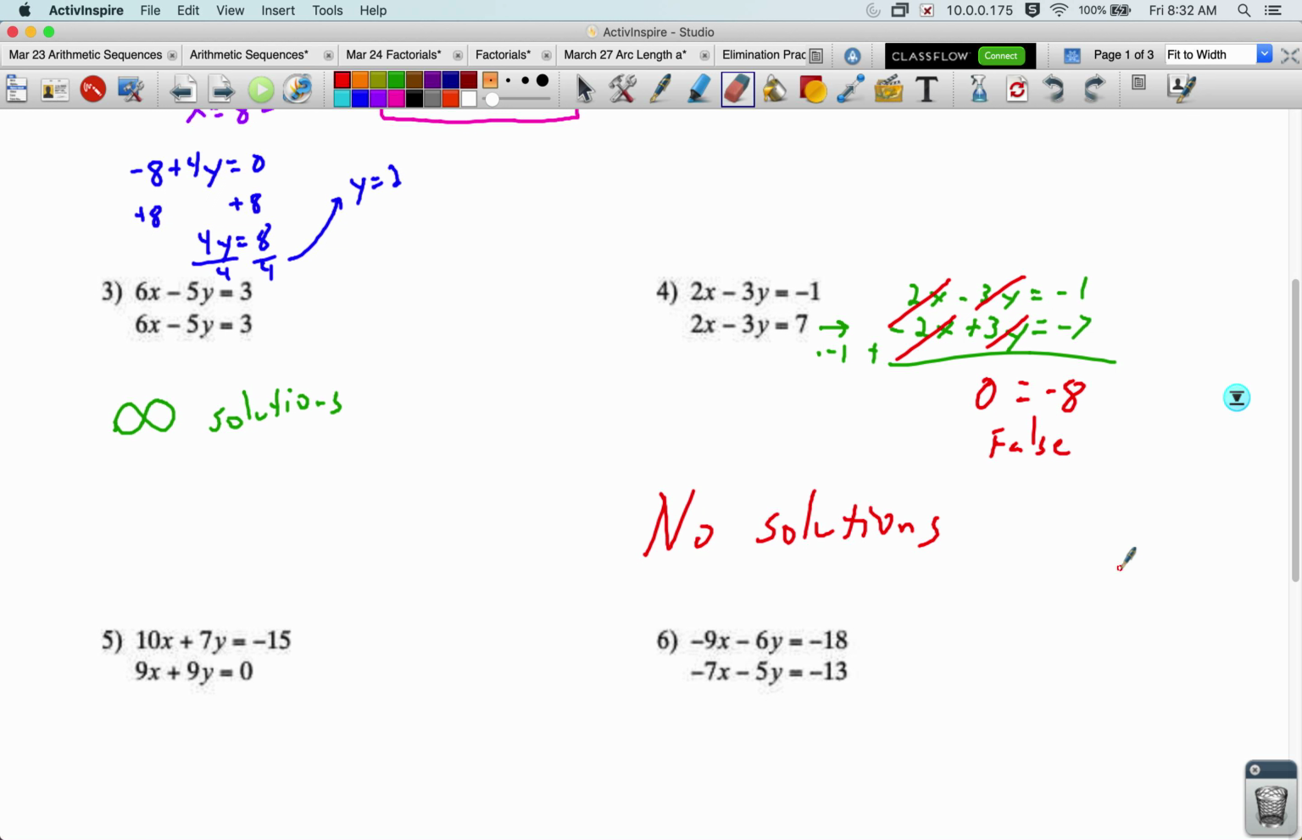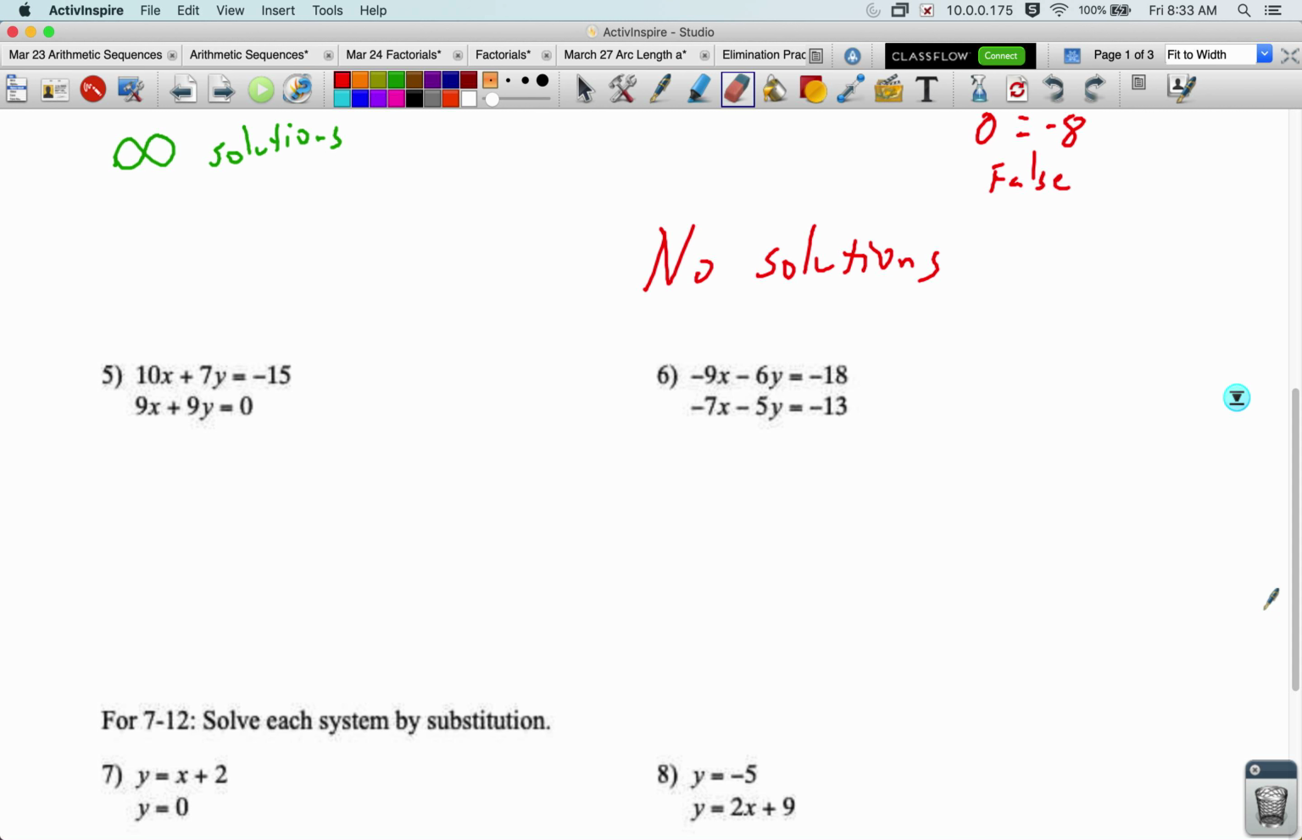So if I had gone through the process of solving problem 3, I would have gotten 0 equals 0, which is a true statement. And that's how we could have told algebraically that this has infinite solutions. This one leads to a false statement, so no solutions.